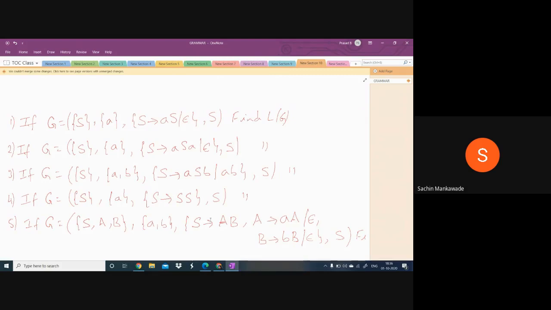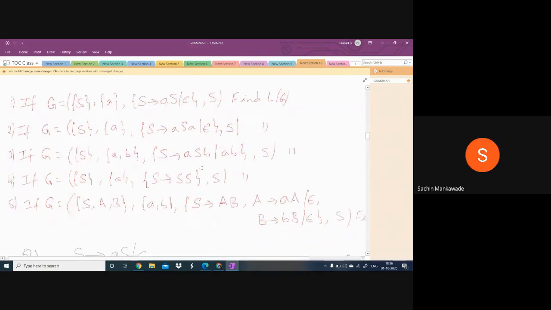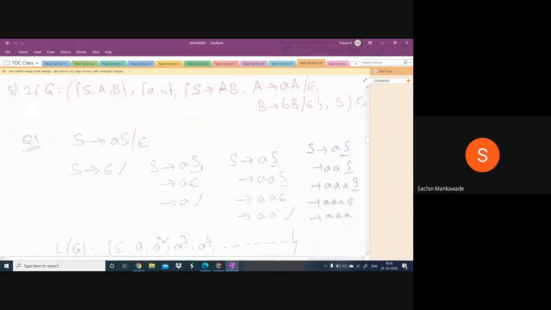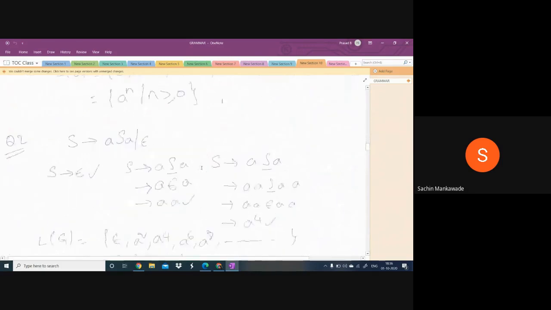Can anybody give the answer to the second one? A to the power 2n, condition n greater than 0. Wrong. Greater than or equal to. Yes. Okay.